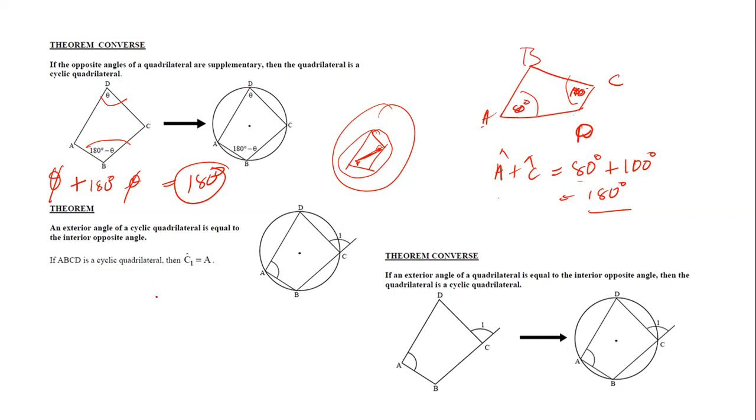if you have a cyclic quad, opposite angles add to 180. And the converse says, if the opposite angles add up to 180, therefore you have a cyclic quad. You understand what I'm saying? If you have a cyclic quad, the opposite angles are going to add up to 180. But if you have opposite angles that add to 180, that means you have a cyclic quad. It's the reverse. It is the converse.